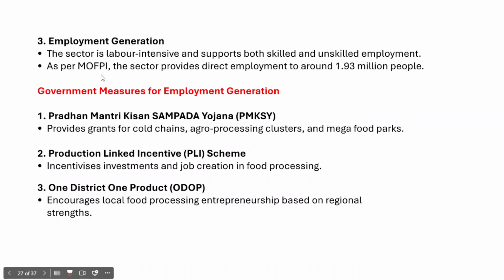Now, what government measures have been taken for employment generation? So firstly, Pradhan Mantri Kisan Sampada Yojana. This Pradhan Mantri Kisan Sampada Yojana provides grants for cold chains, agro-processing clusters and mega food parks. So overall, it encourages establishing the food parks.